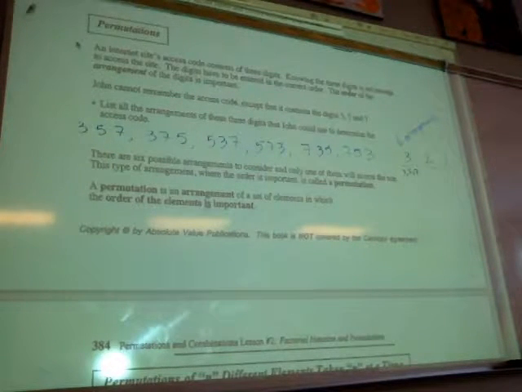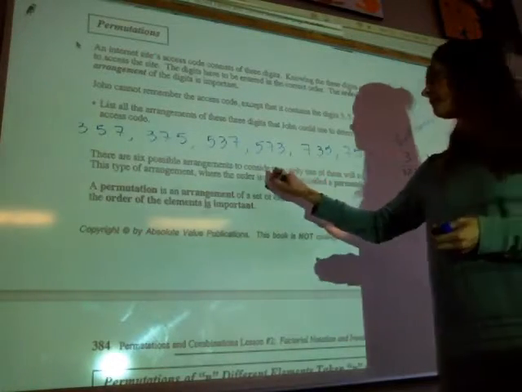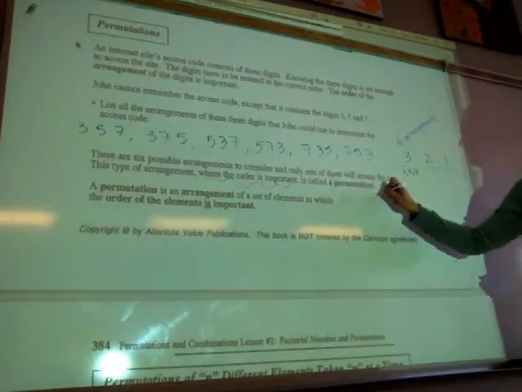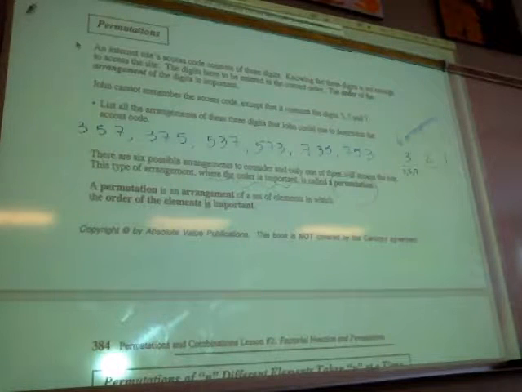This type of arrangement, where order is important, is called a permutation. A permutation is an arrangement of a set of elements in which the order of the elements is important. Okay, can't stress that enough. Permutation: order matters.